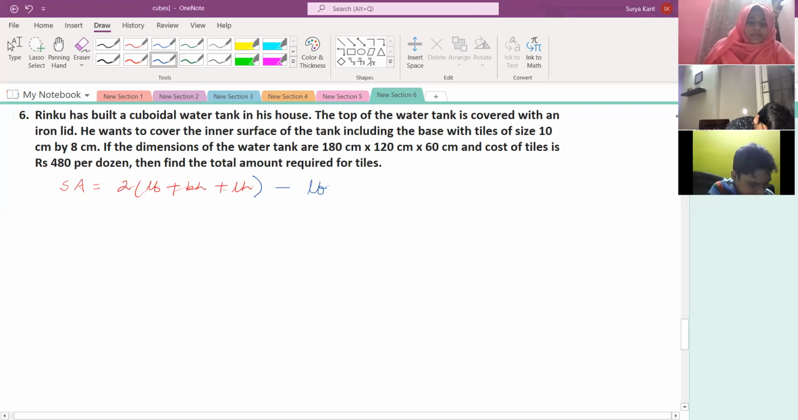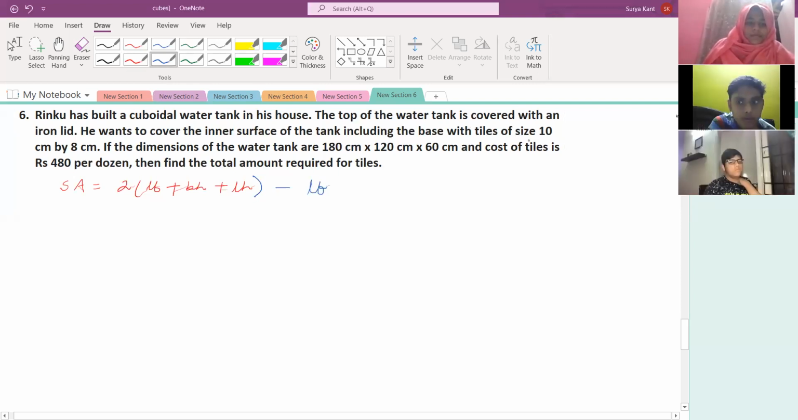He wants to cover the inner surface area of the tank including the base. Tile size is 10 centimeter by 8 centimeter. Find the dimension of the water tank. Now, the number of tiles you write here as x. X into the number of tiles is nothing but 10 into 8, correct? So this much is nothing but the surface area of this water tank.